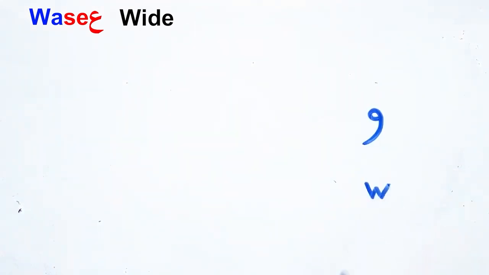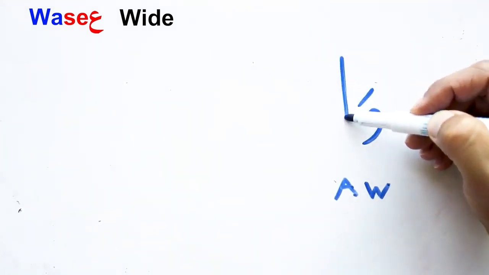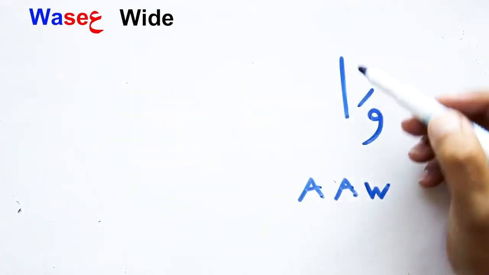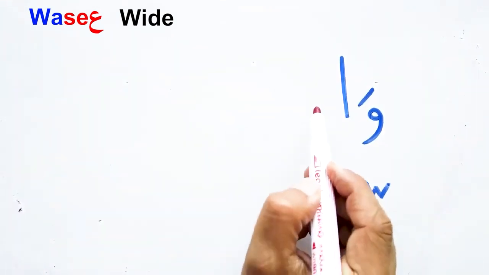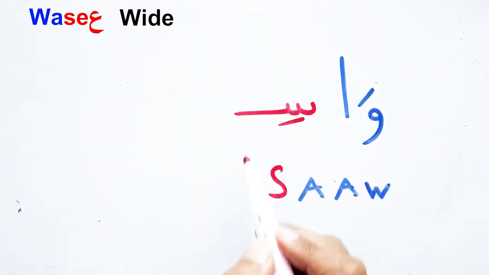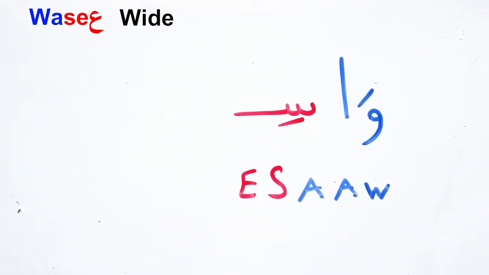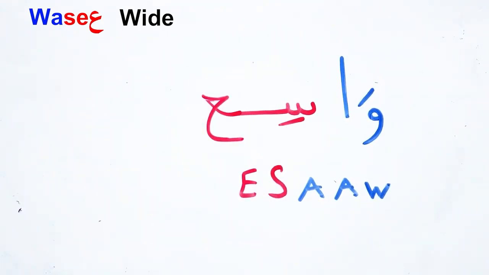W, the sound of W. Sound of A, that one, long vowel alif. So I'm gonna add another one. Sound of S, right, and the sound of E. Try to train it now. I know it sounds strange to you because you're not familiar with this sound, but actually we have this sound a lot in many words, and try to train it.